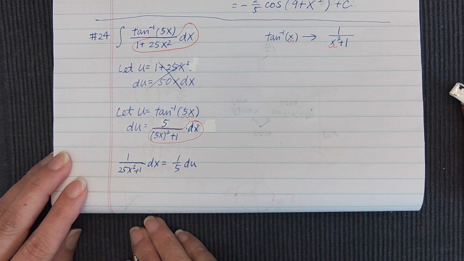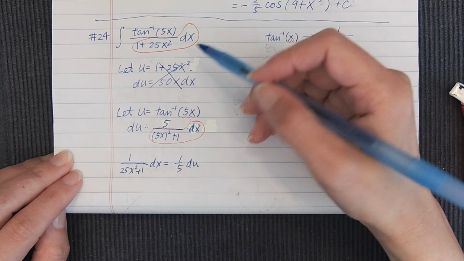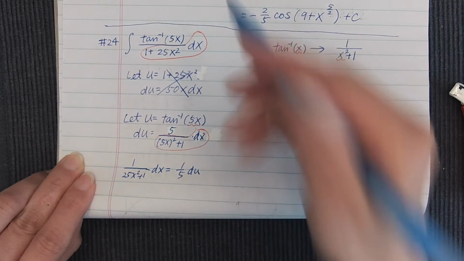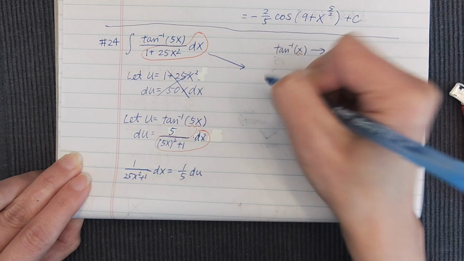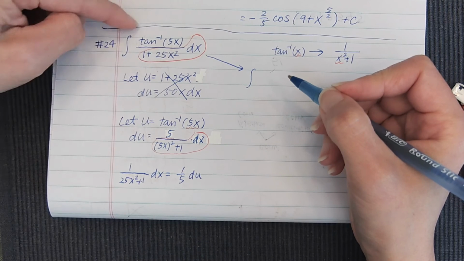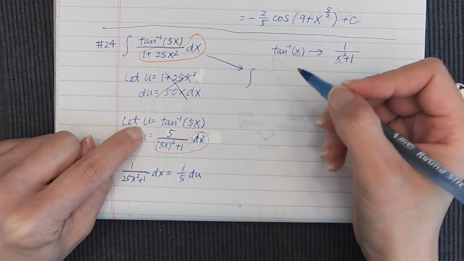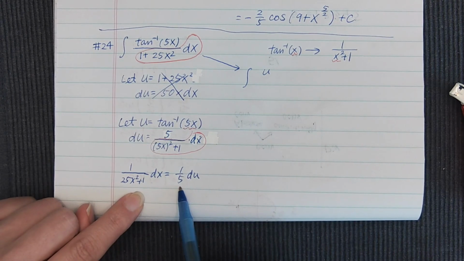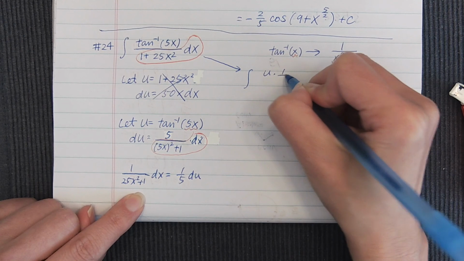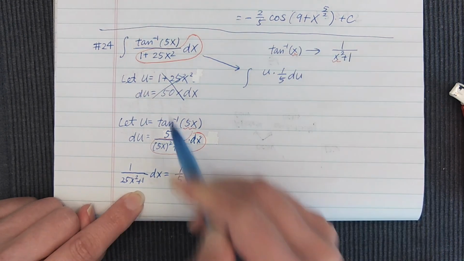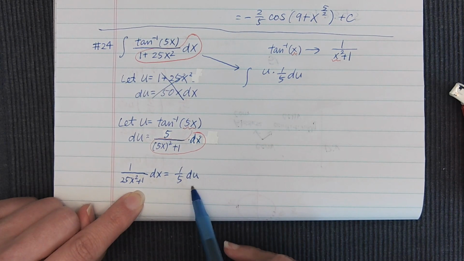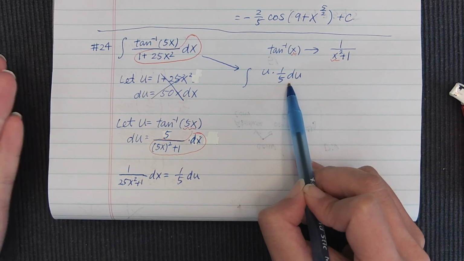Everybody okay so far? Right. So now, Isabel, are you okay? Are you with me? Yes, thank you. Okay, I know it's not so easy. So pay attention to this part. Tangent inverse 5x is u, right? Then this whole thing is 1 over 5 du. This whole thing becomes that one, 1 over 5 du. So it's a really nice integral happening right now.